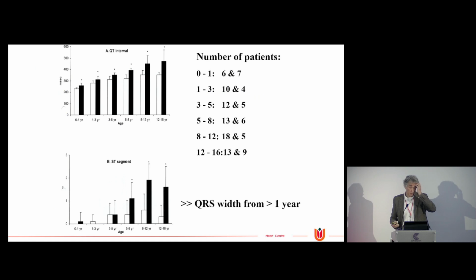And the data are here, and what you can see here is that the QT interval is different between carriers and non-carriers in every age group, so also in the very young, and it becomes more pronounced when they get older. But the QRS width is similar over the first 5 years of age, and then only becomes different after age 5. So in this age group 5 to 8 is the first manifestation of QRS width, and over time that stays different.